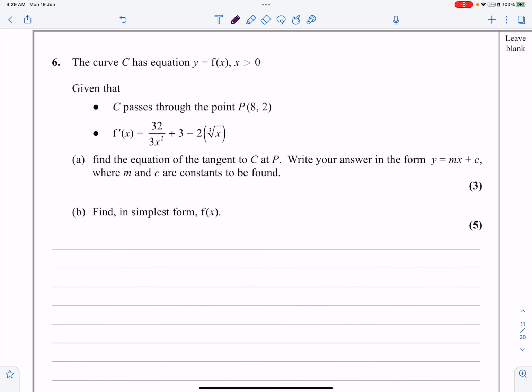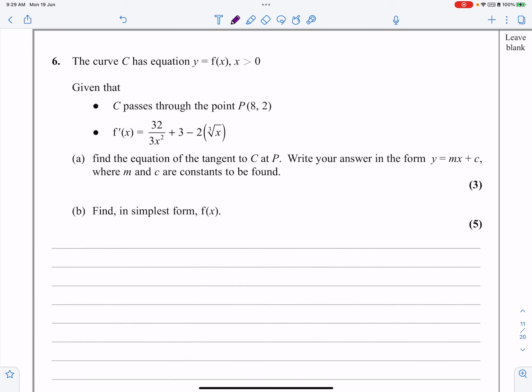Okay, this is the P1 paper from June 2021. It's question number 6, which is, by the looks of things, a differentiation question. There's a bit of integration in there, and there's some work finding the equation of a tangent. Let's go ahead and get started.